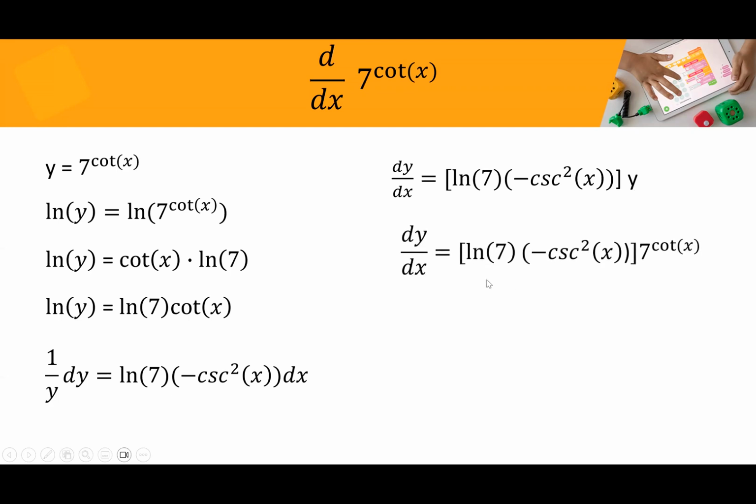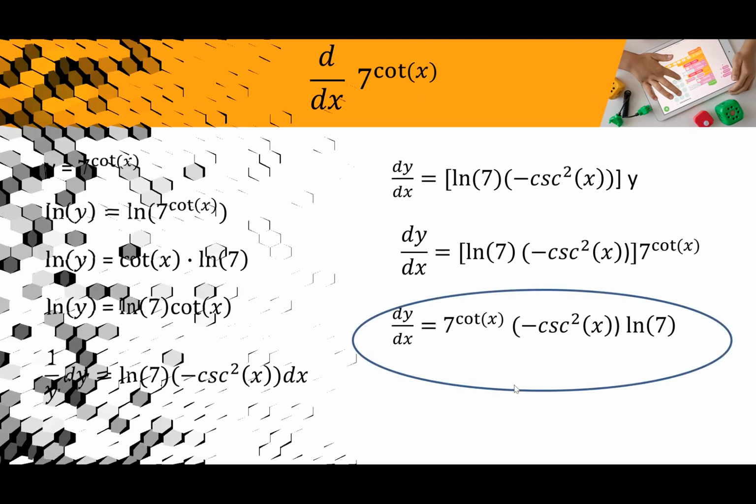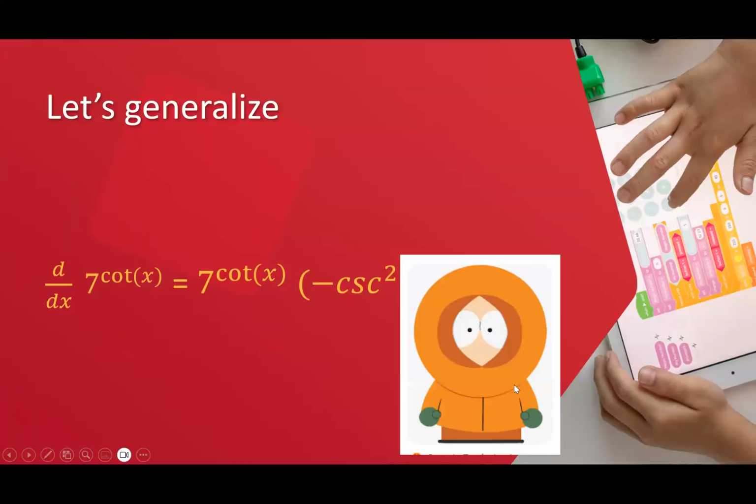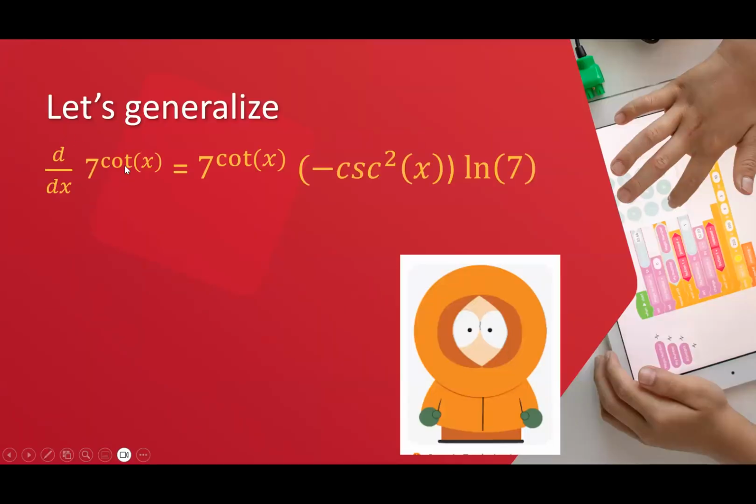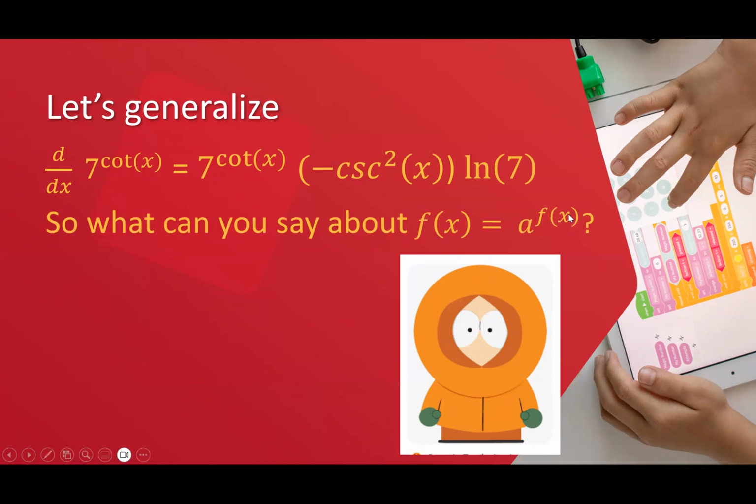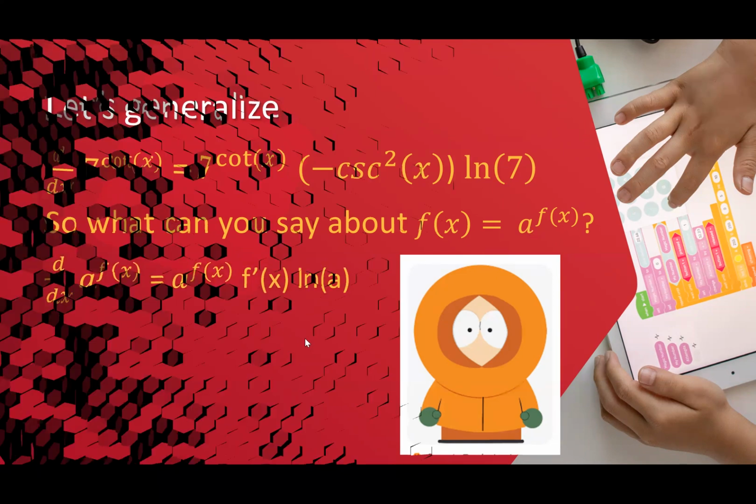Now I'm going to rewrite this. See, we have c times b times a. I'm going to write it as a times b times c. And there's a reason for this, but we'll circle our answer, and I'll show you why in the next slide. It helps us generalize. All right, so we have the derivative of 7 to a function is equal to 7 to that function times the derivative of the function times the natural log of 7, which is the adjustment. So the derivative of a to the f of x will be a to the f of x times f prime of x times the adjustment, natural log of a. And there we have it. So that's our fourth proof.